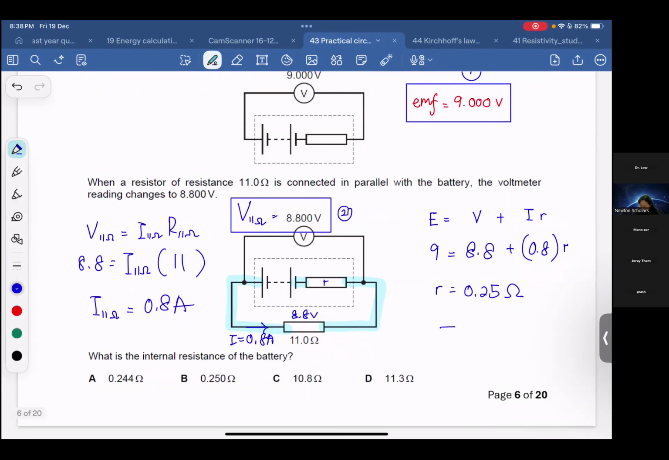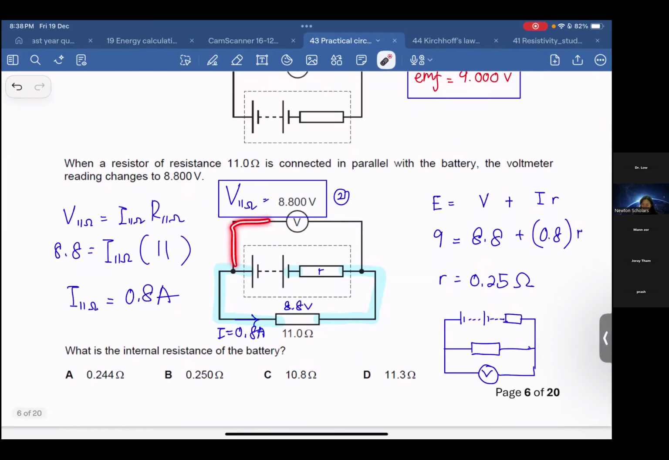If I redraw the circuit, I can move my voltmeter to become like this. Actually, the circuit drawing is the same, something like this. I just move this part, the voltmeter, across this point. It's the same as here. So can you see that right now, if I close the switch, the voltmeter here actually is measuring 8.8 volt, the voltage across the 11 ohm.